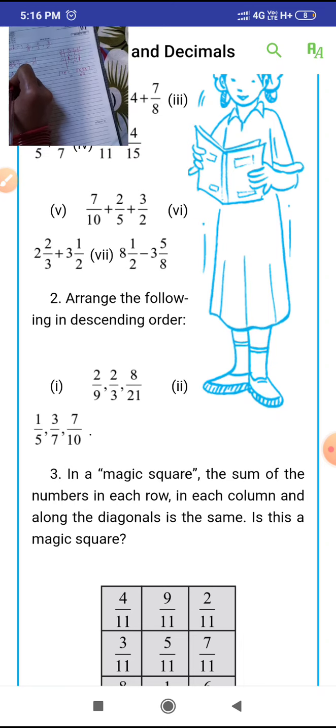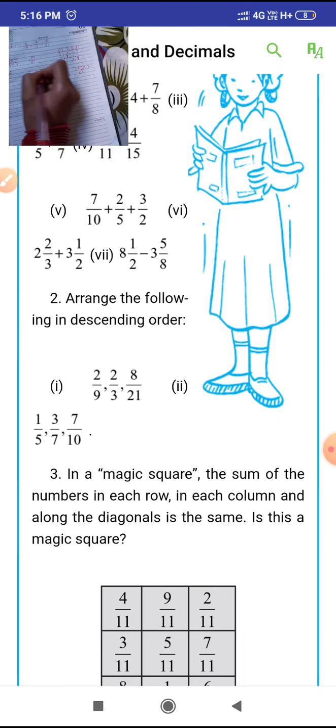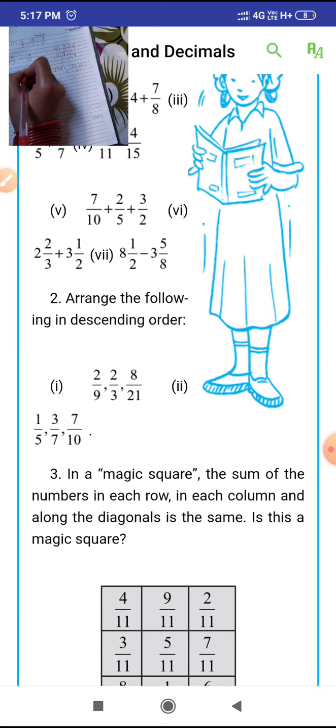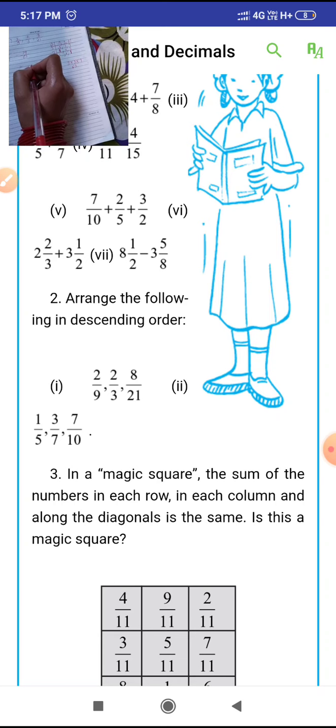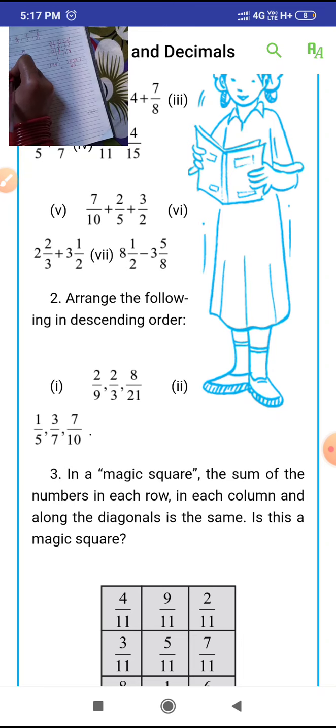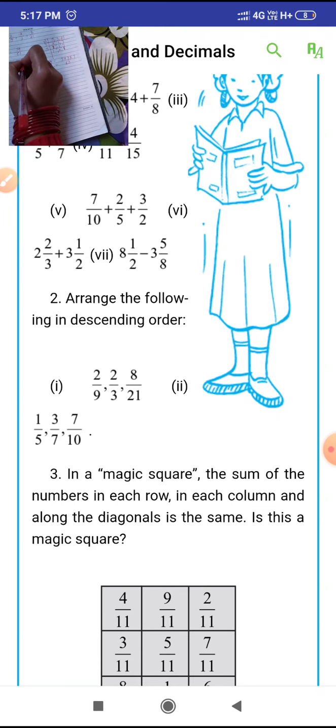Second fraction is 2 upon 3. We have to convert this 3 into 63. By which number do we have to multiply so that the denominator becomes 63? The number is 21. If we multiply our denominator by 21, then we have to multiply our numerator also by 21. So our answer is 42 upon 63.